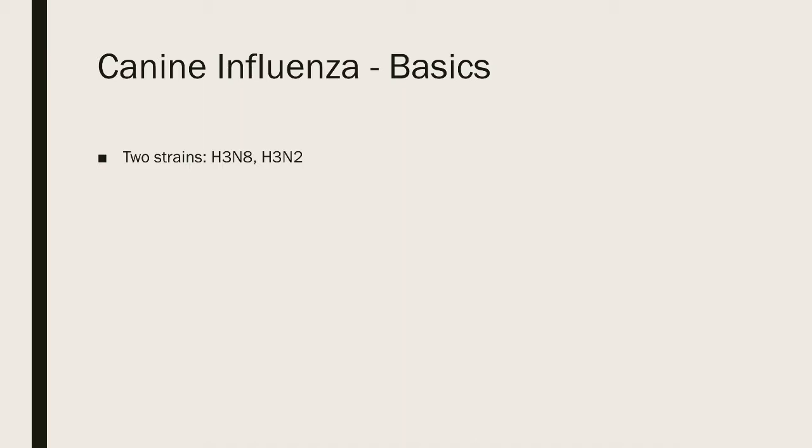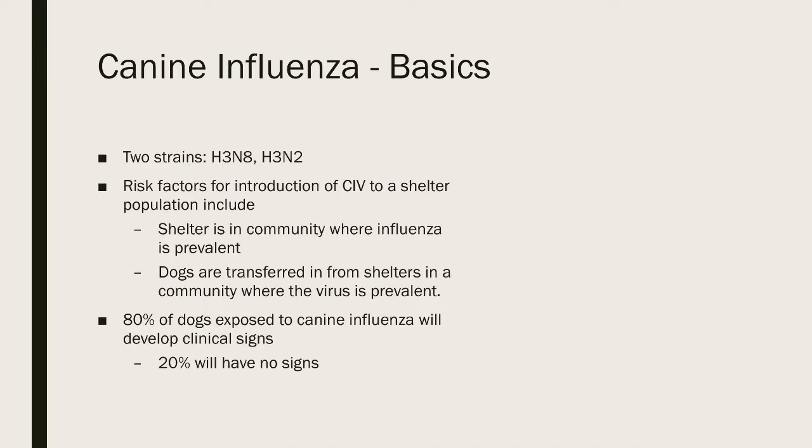So there are two strains currently circulating through the United States that we worry about. We've got H3N8 that's been around since about 2004, and we've got H3N2 that was discovered in the United States through the influenza outbreak that happened in Chicago in 2015. I hope you're familiar with it and have heard about it in the news. But the risk factors for introduction of this disease into a shelter are that you have influenza in the community your shelter resides in, or you're transferring dogs from a community where the virus is present.